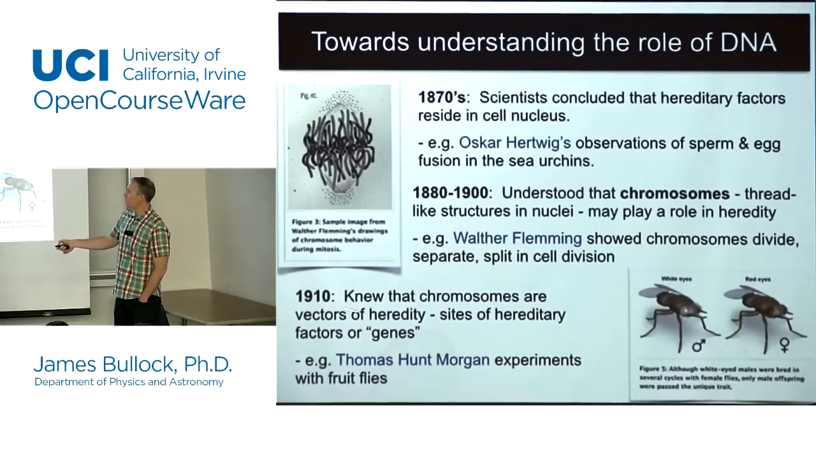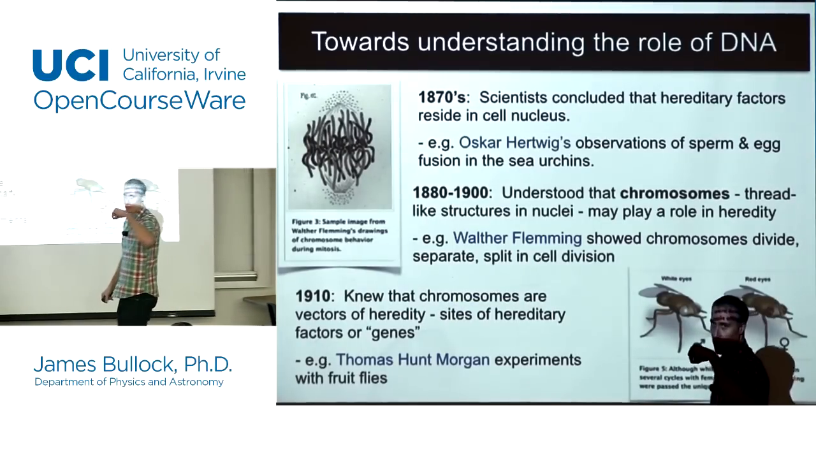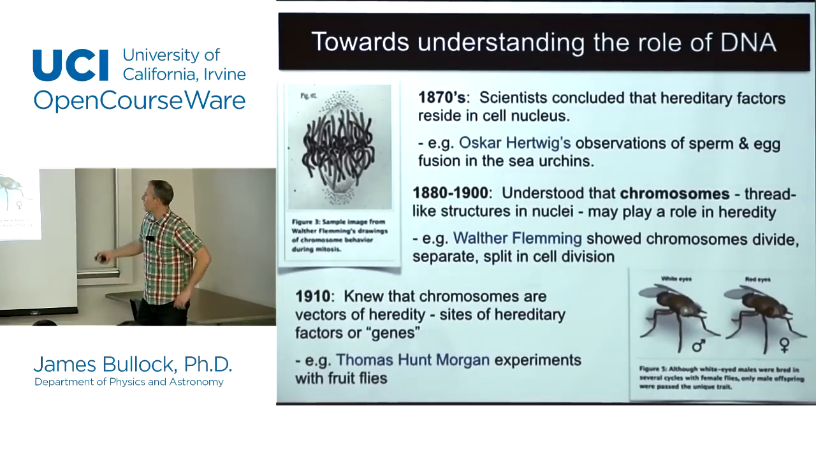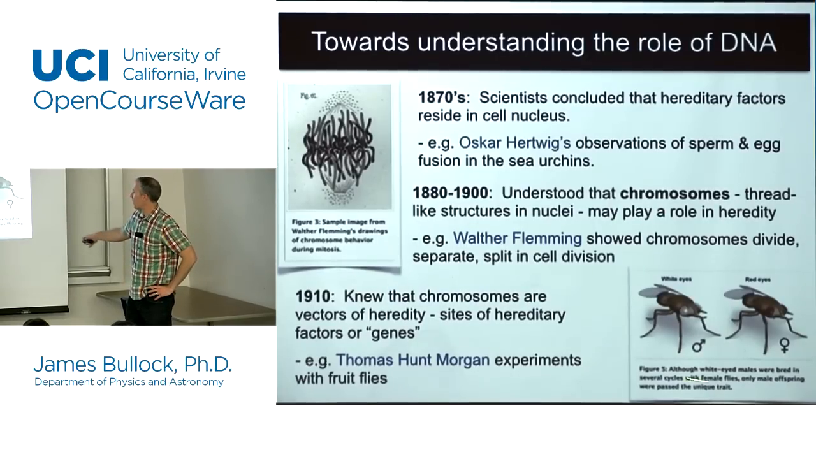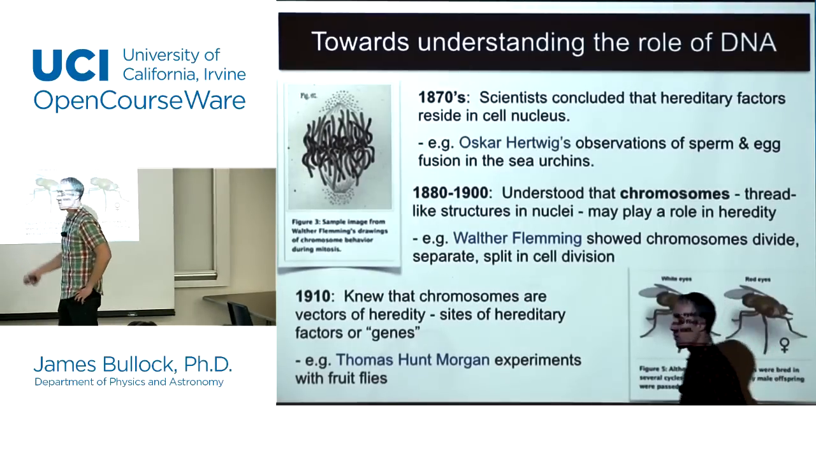Around 1910, people had figured out for sure that these chromosomes were fundamentally the sites of heredity. This is where the genes were living, in these chromosomes. And if you remember the story about the fruit flies, Thomas Hunt Morgan was doing these experiments with fruit flies, and it was with these experiments that people really began to understand for sure that this is where the sites of heredity were.